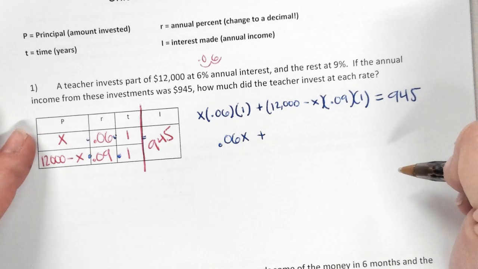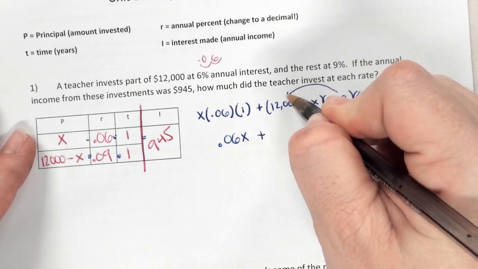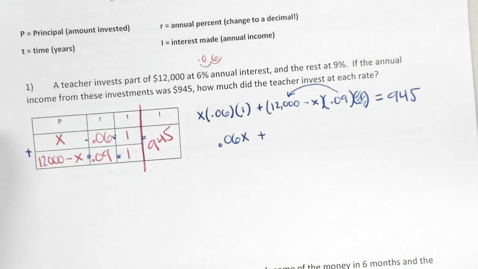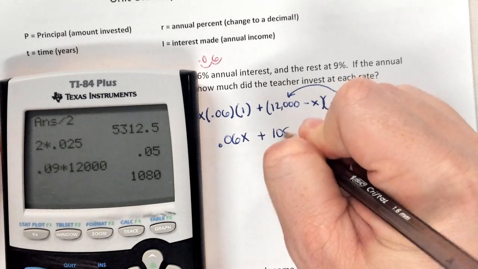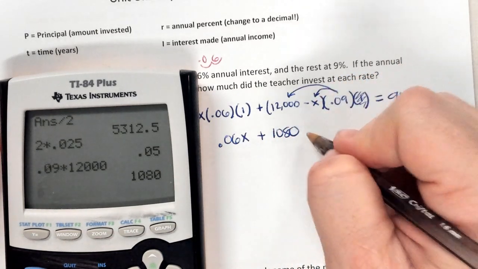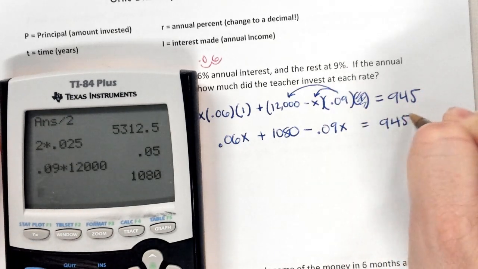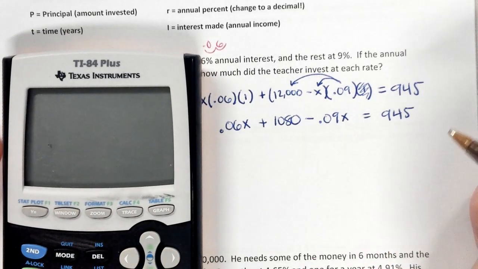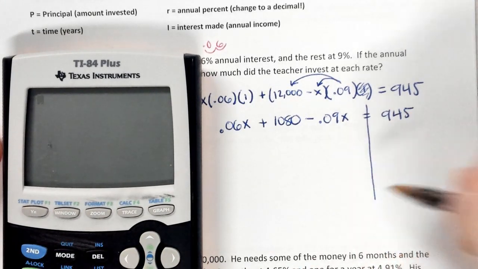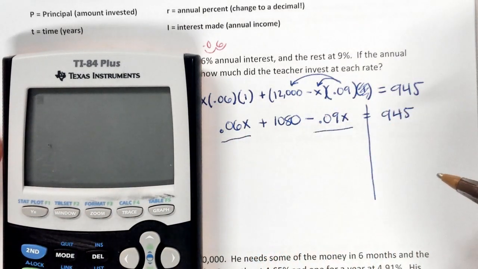Isn't it just 0.09? So can we pretty much ignore this 1? Yeah, and it's 0.09. We have to distribute backwards. So 0.09 times 12,000 gives us 1,080. And then 0.09 times negative x is negative 0.09x equals 945. Now what? Combine which two? The x's. What's 0.06x minus 0.09x?